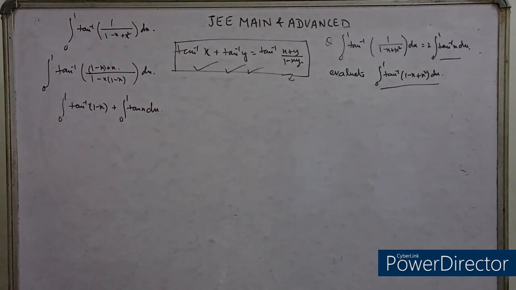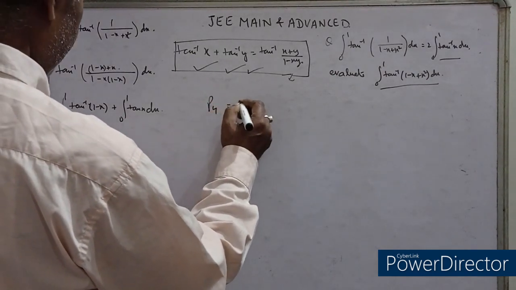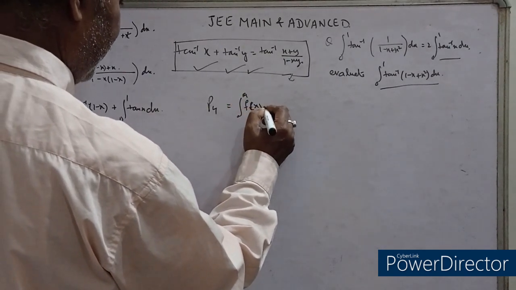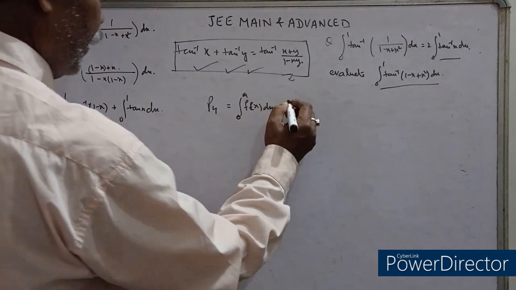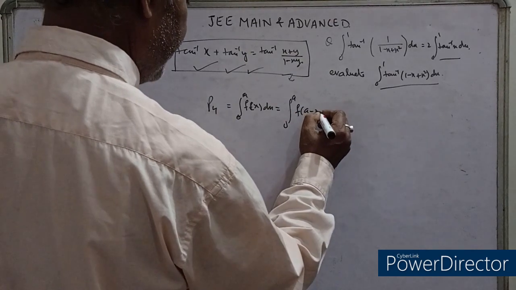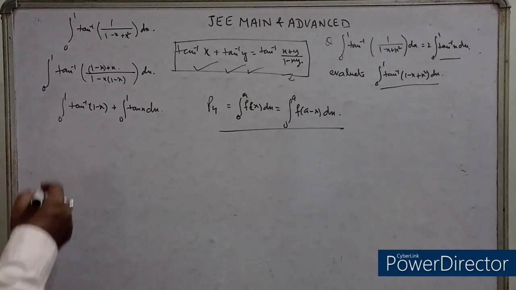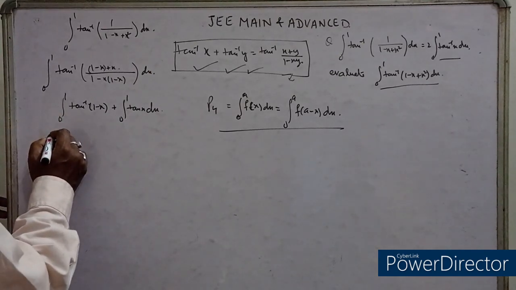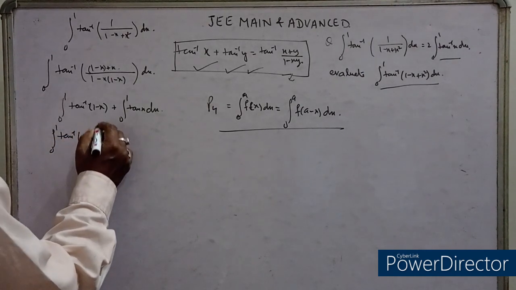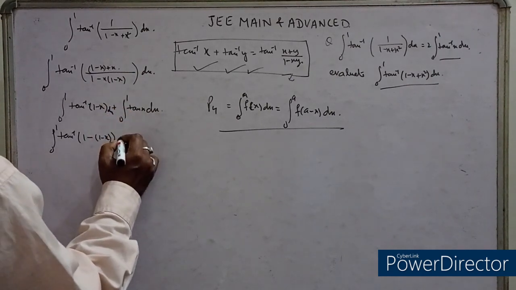So I am going to apply the definite integration property, that is the P4 property given in your book: integral from 0 to a of f(x) dx is equal to integral from 0 to a of f(a minus x) dx. I am going to apply this P4 property in this question. So when I apply it, this becomes integral from 0 to 1 of tan inverse, and instead of x, this becomes 1 minus x, dx.